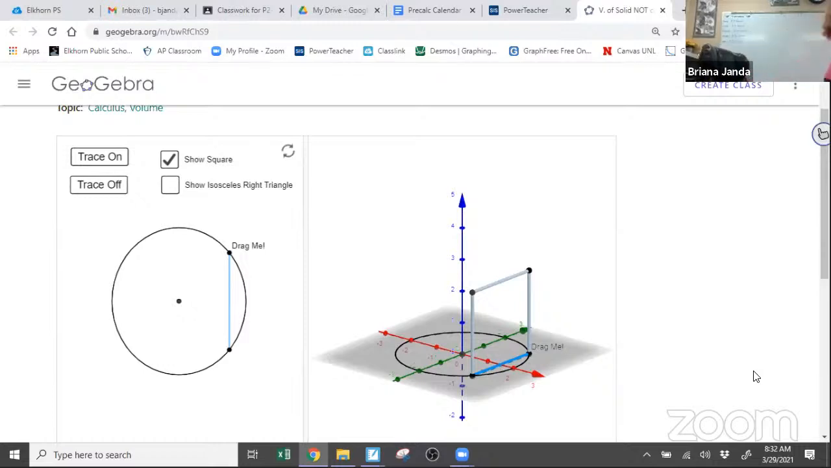So what they're saying is we've got these squares that are stacking up where its base is here. Oh, I froze my screen. Just kidding. Let me try that again.